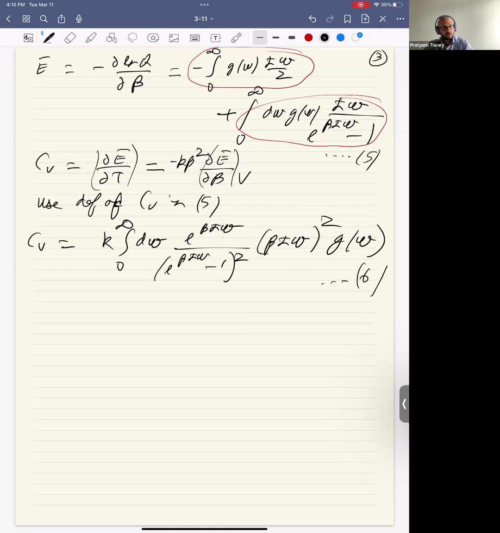This is still valid in general. This is a really powerful equation. We have made absolutely no assumptions about what g of omega might be, okay? So this is super general. Okay, so let's work from here.